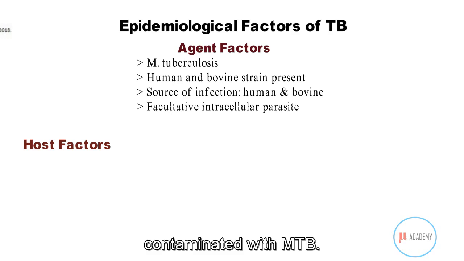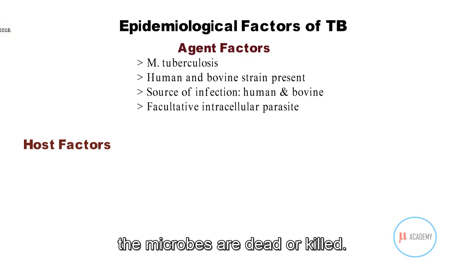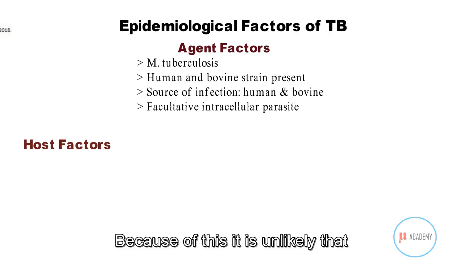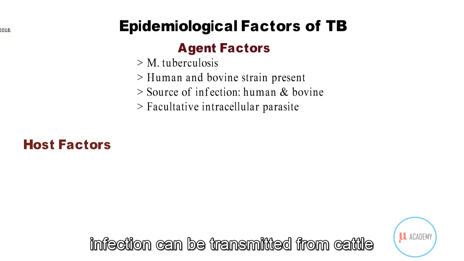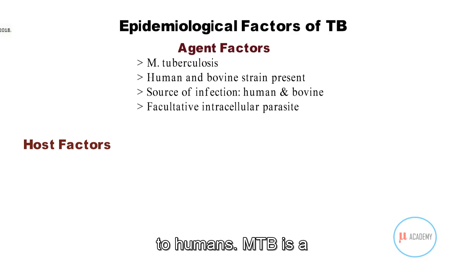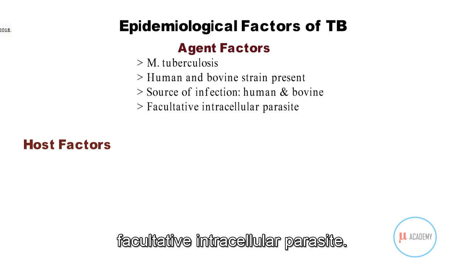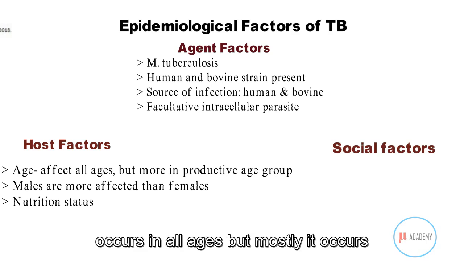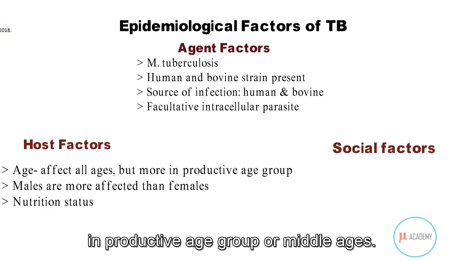But when we boil the milk, all the microbes are killed. Because of this, it is unlikely that infection can be transmitted from cattle to humans. Mycobacterium tuberculosis is a facultative intracellular parasite. Host factors: tuberculosis occurs in all ages, but mostly it occurs in the productive or middle age group. Males are more commonly affected than females.